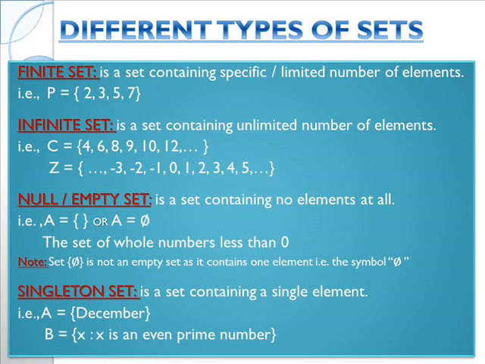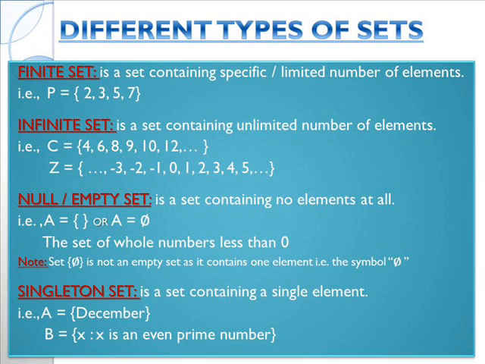Then we have null or empty set. It is a set containing no elements at all. A null or empty set is also denoted by the symbol phi. For example, we have the set of whole numbers less than 0. That is an empty set because there are no whole numbers less than 0.